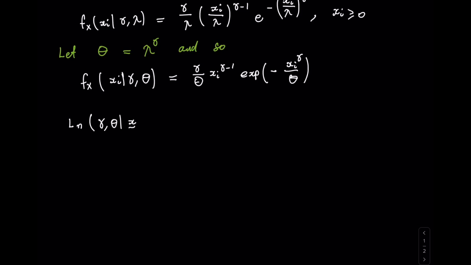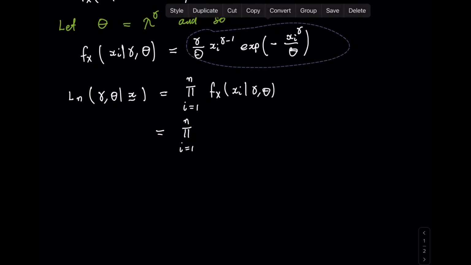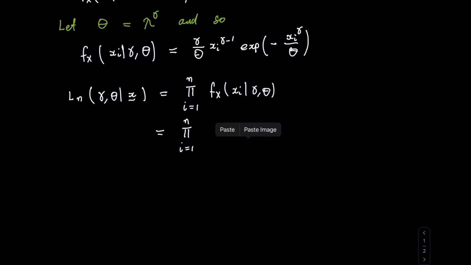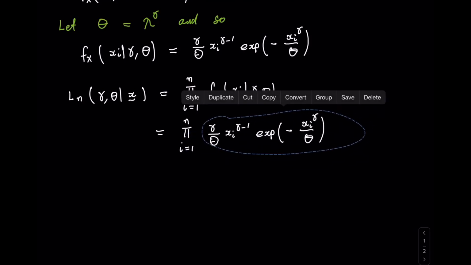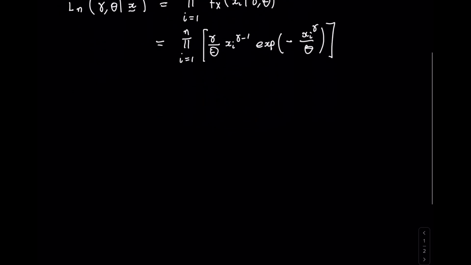So from here we can define the likelihood function, and the likelihood function, recall, for gamma and theta given a set of data x is given by the product from i equals 1 to n of the respective probability density functions evaluated at each of the data points. We can take our copy of the distribution, copy, paste, and we have it here. And we're going to multiply that from i equals 1 to n.